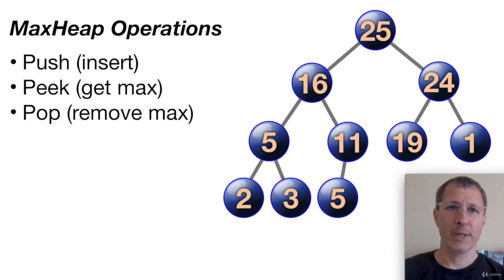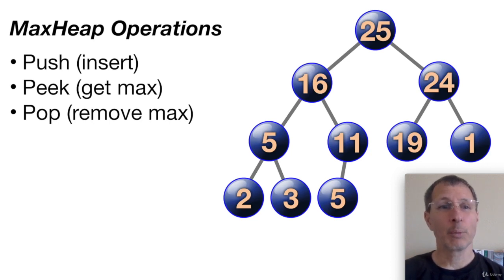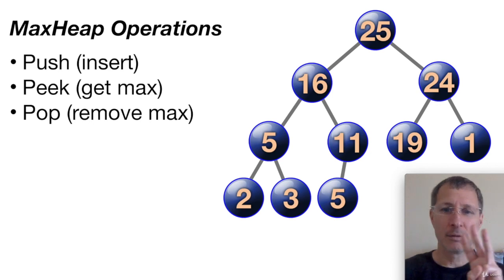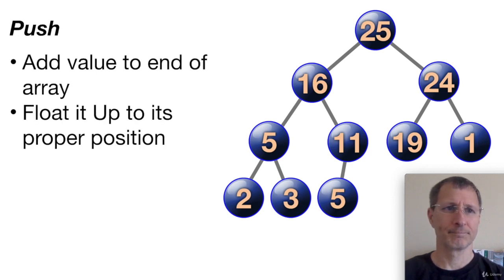Now max heap operations, like I said, these are exactly the same operations that we just covered for stacks and queues. So we want to be able to insert or push an item onto the heap. We want to be able to peek, find out what is the max item on the heap without popping it off. And then we want to be able to remove an item from the heap and return it, which is a pop operation. So the same three operations for heaps as we had for the previous two data structures. Let's look at how those work.